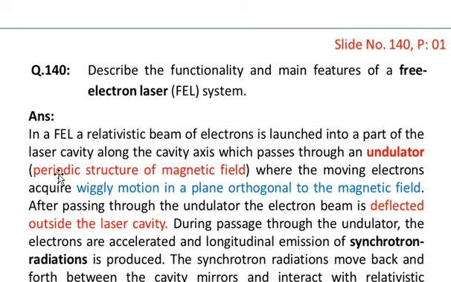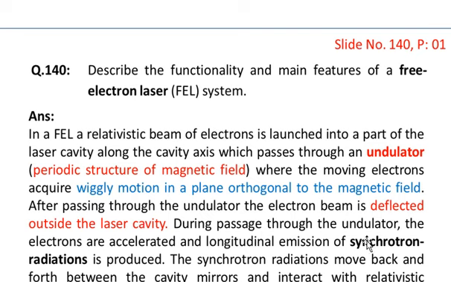The answer is, in a FEL, a relativistic beam of electrons is launched into a part of the laser cavity along the cavity axis, which passes through an undulator. Undulator is a periodic structure of a magnetic field where the moving electrons acquire wiggly motion in a plane orthogonal to the magnetic field. After passing through the undulator, the electron beam is deflected outside the laser cavity.